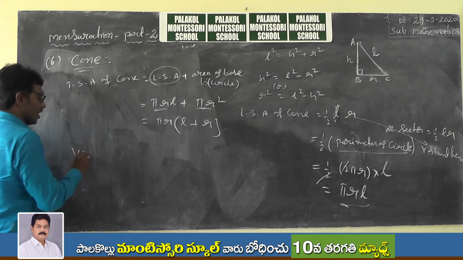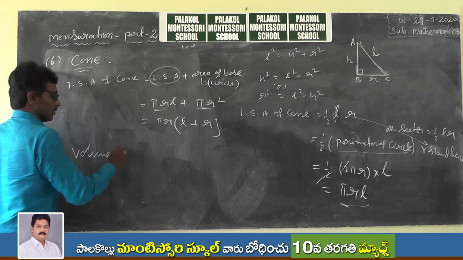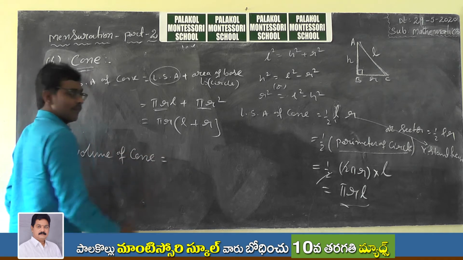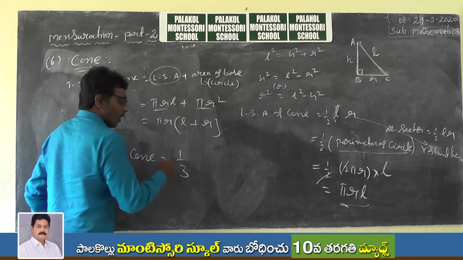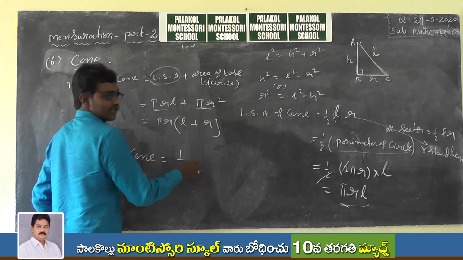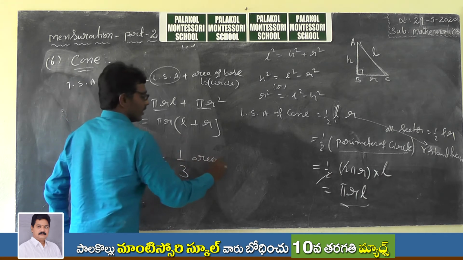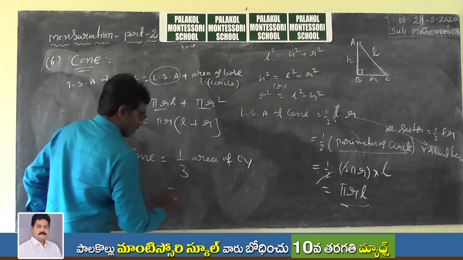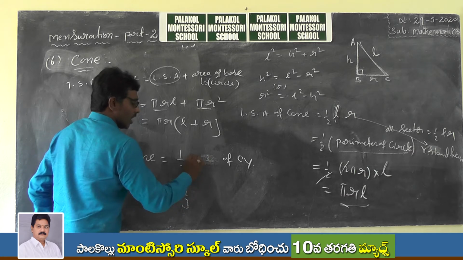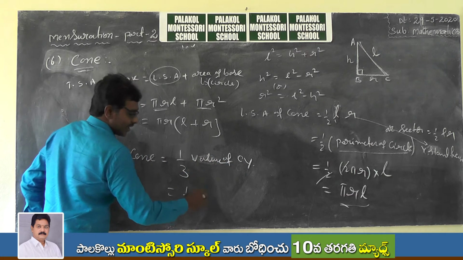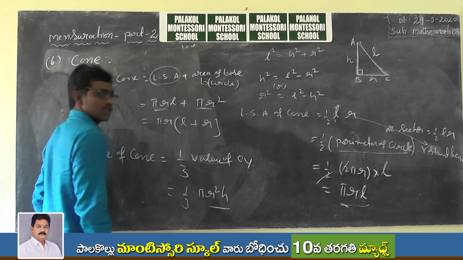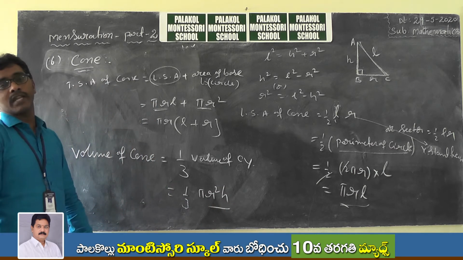Next one, volume of the cone. It is actually 1/3 of the volume of the cylinder. The general formula for the volume of the cylinder is pi r square h. So the volume of the cone is 1/3 pi r square h.